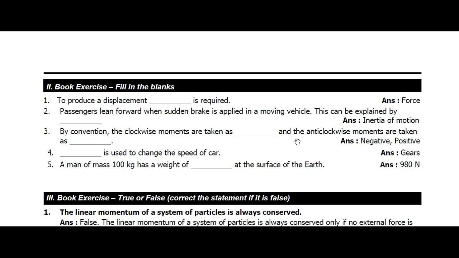Fourth one, dash is used to change the speed of a car. Answer is gears. Next one, a man of mass 100 kg has a weight of dash at the surface of the earth. 980 Newton. Next, we'll see true or false.